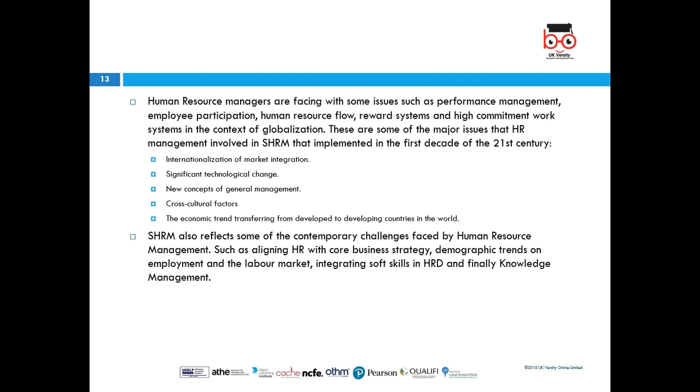And then the idea of the economic trend transferring from developed to developing countries in the world. We look at the rise of China, the rise of the BRICS countries, Brazil, Russia, India, China, and South Africa, and how that changes things. A lot of economic power is now coming to those countries, and a lot of your supply chain now has to come from those countries because their multinationals are growing stronger. So having a strategic foothold or strategic partnerships with organizations in those countries becomes key for HRM.